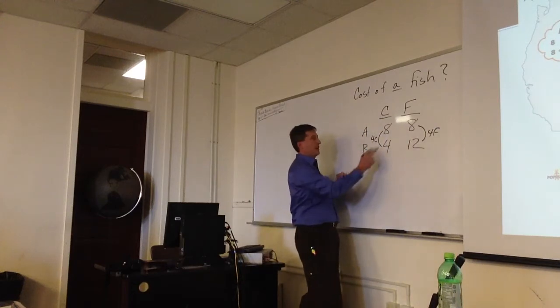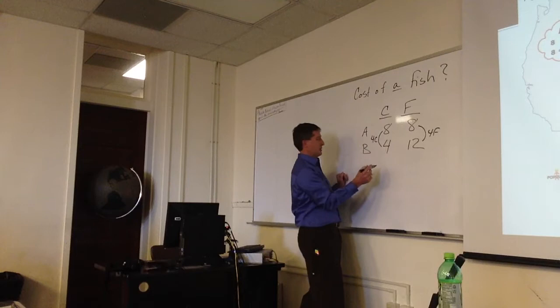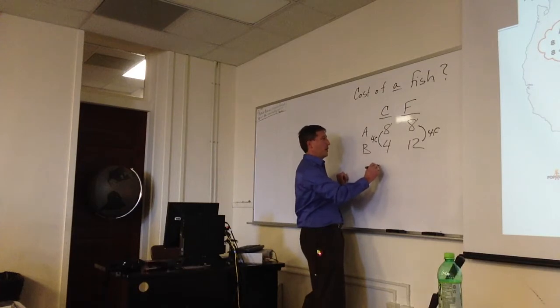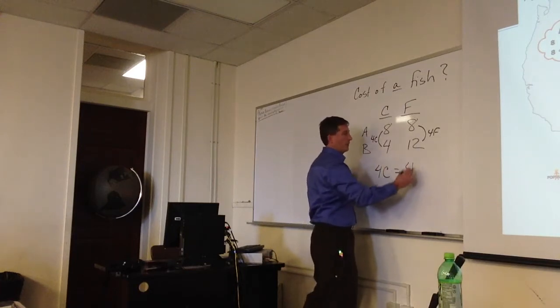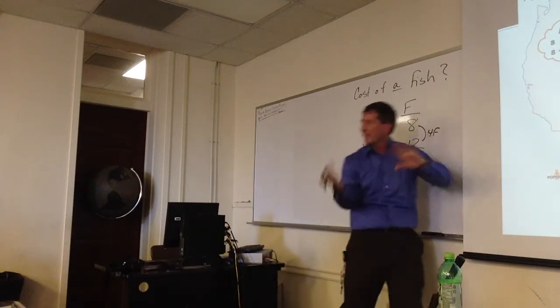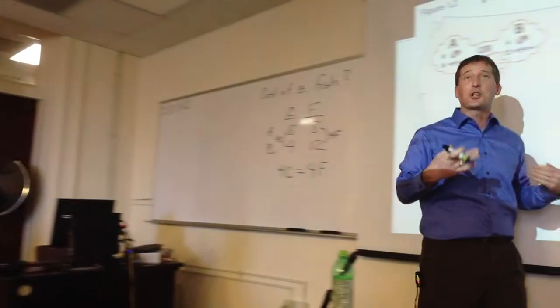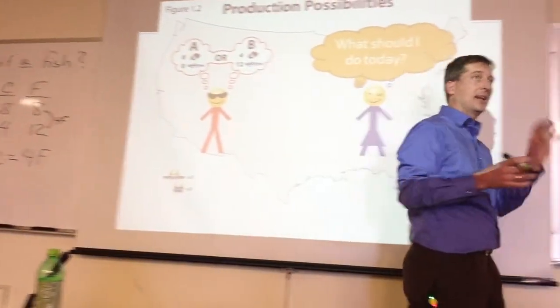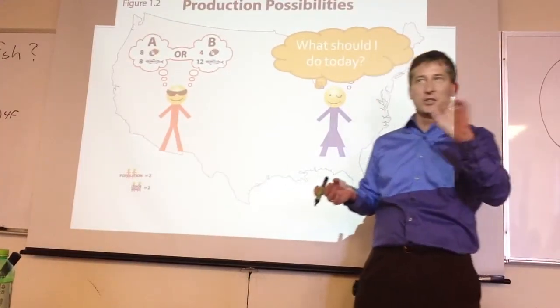So putting on some equation goggles, which I don't think I've even talked about yet. I need to go over my theory of math here in a moment. So 4 coconuts is equal to 4 fish. 4 coconuts can be traded for 4 fish internally, right? This is Tom's internal trade-off.